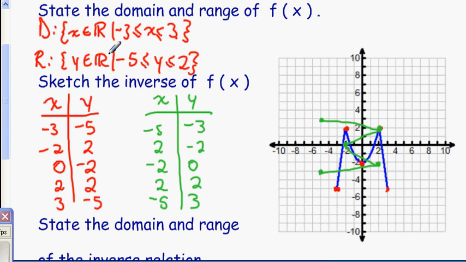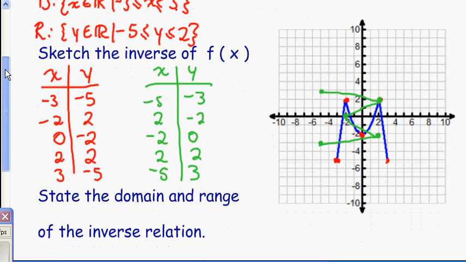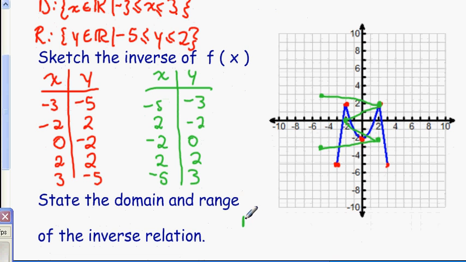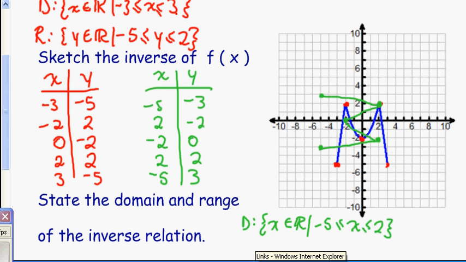So in this case, our range is going to be between -3 and 3, and our domain is going to be between -5 and 2. So I'm going to write that here. For our new relation, our inverse, our domain is between -5 and 2. And if you look at the graph, you can see that it goes from -5 to 2. But all I'm doing is copying the range from the original one, and now it's our domain.